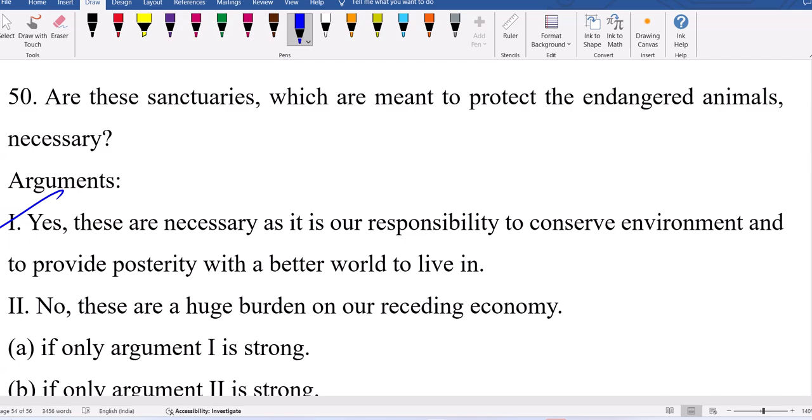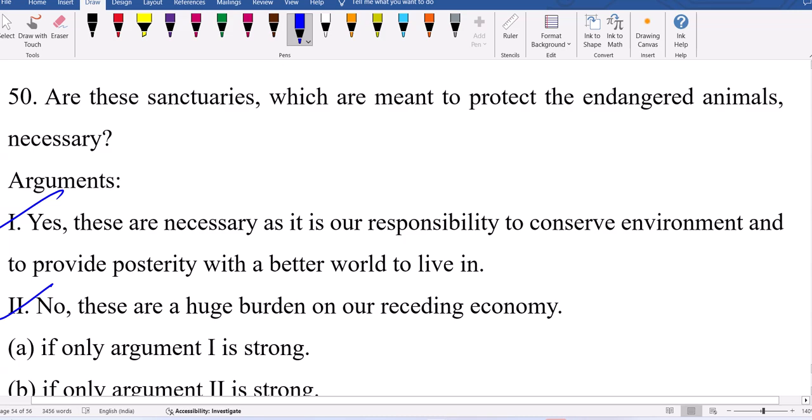See, here both are okay because they're given a valid reason. If there are more boats or more people working, there is an economic problem, but equally the other issue is we need to protect them, to conserve the environment and provide a good world to live in. So both are valid. Second, a huge burden on the economy. Yes, as more people are working there to protect them. So the argument can be yes or no.